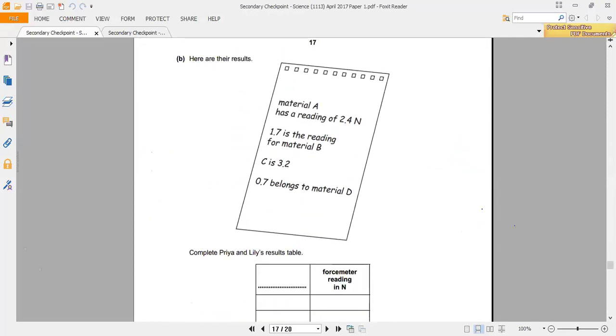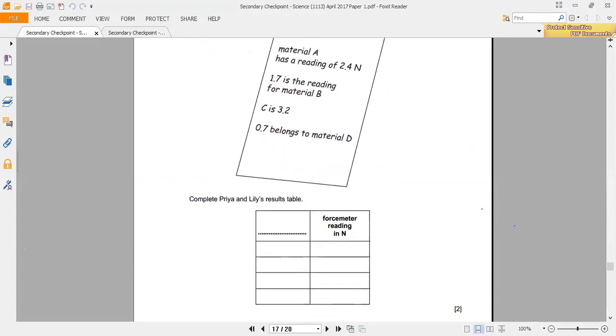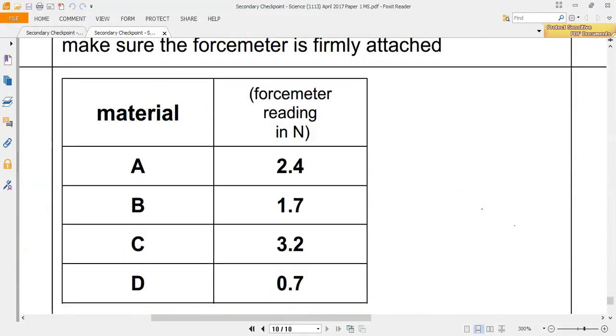Okay, point number B. Here are the results. Material A has a reading of 2.4 Newton, 1.7 is the reading from material B, C is 3.2 Newton, 0.7 belongs to the material D. Just the same thing is going to be added here in order to come up with a table in this form. Material, here you have to write the word material, and A, B, C, D, and the readings from the diagram. It's very simple and easy.